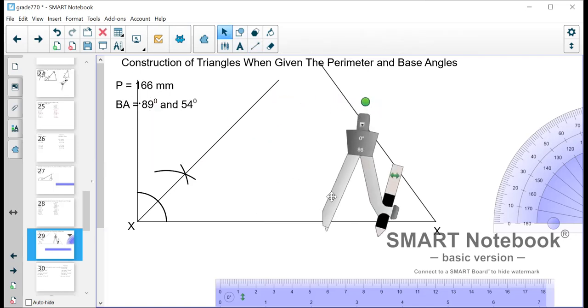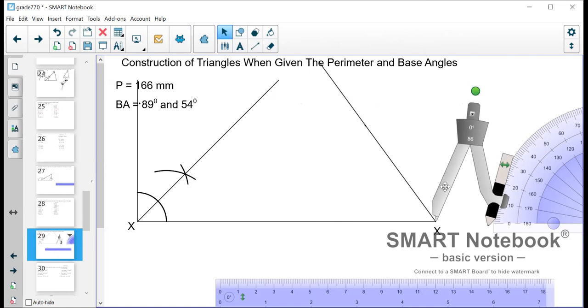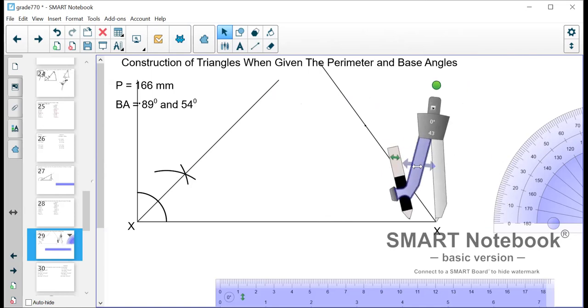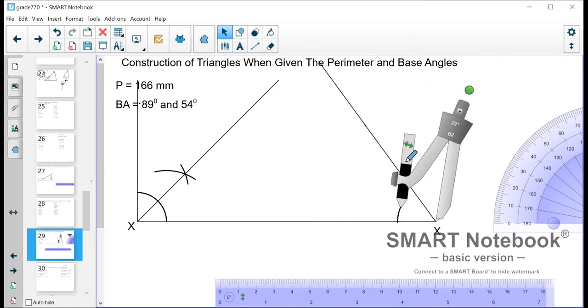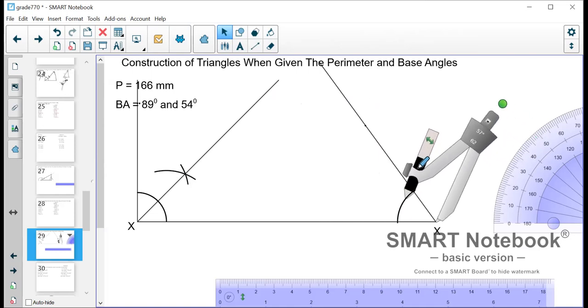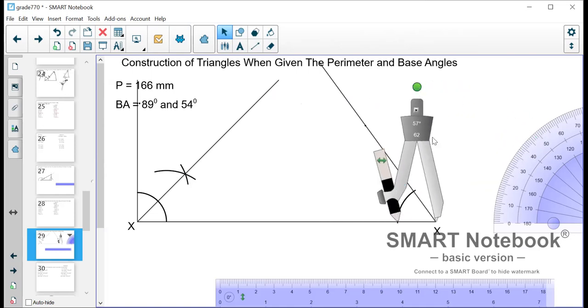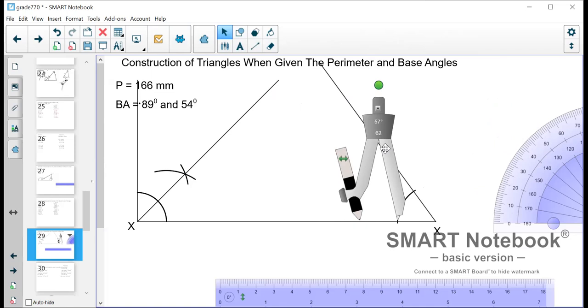So we come to the other end, the other angle, and we do the same. We bisect the other angle also. So we scribe our arc, and then from each point, we go from the first one, and we draw an arc in the middle.